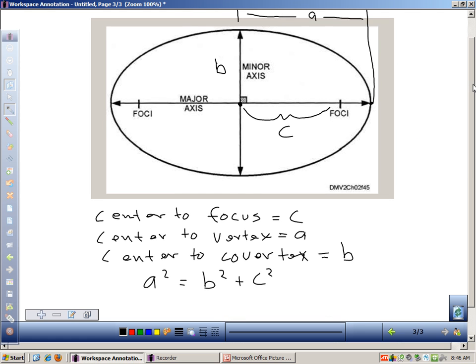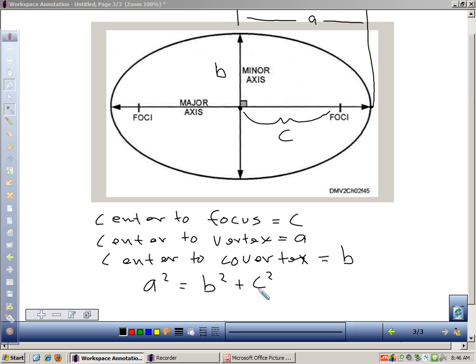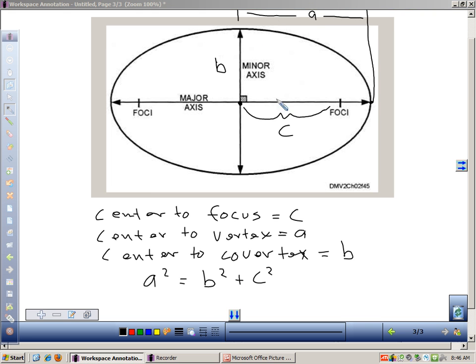And the other thing that's important to remember on an ellipse is that the length of A, from the center to the vertex, A is greater than B. So A is always the bigger number. The length of the major axis is always bigger than the length of the minor axis. If they were the same, what kind of shape would we have? Circle, right. So if the major and minor axes are the same, we have a circle.